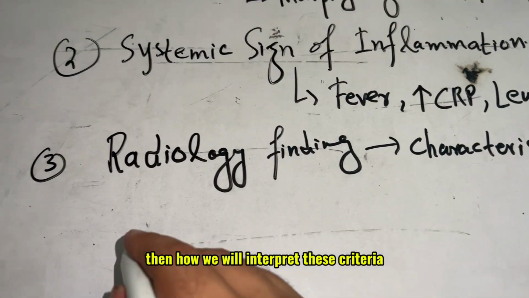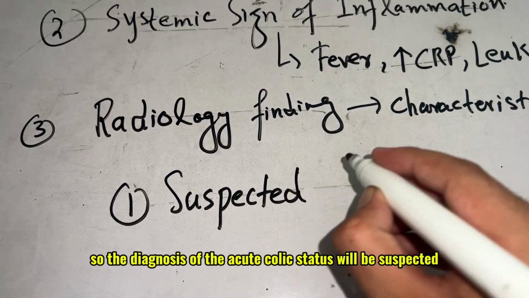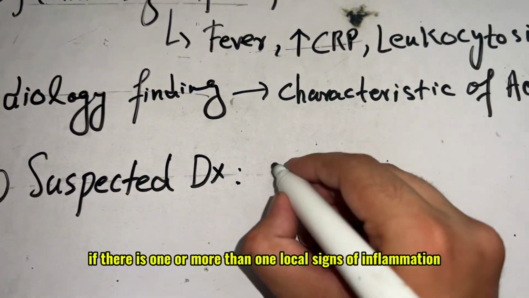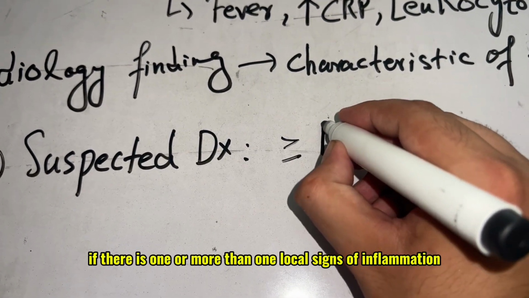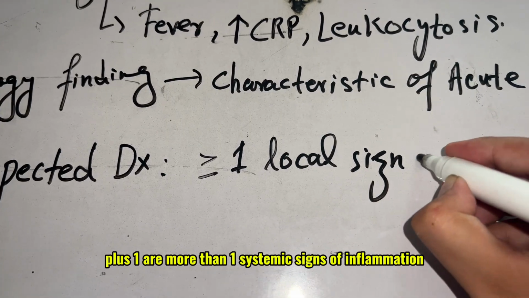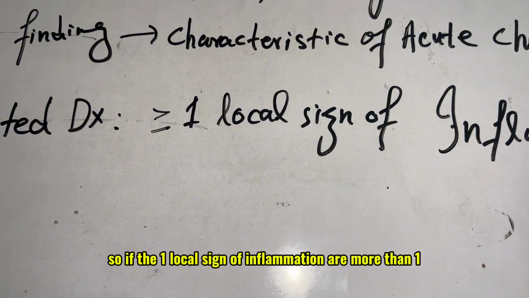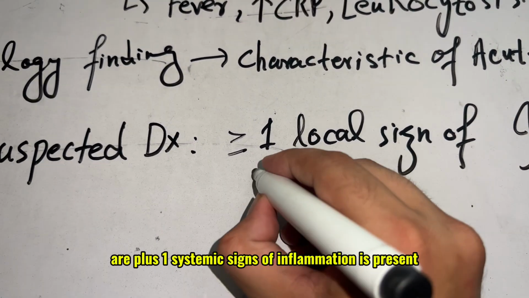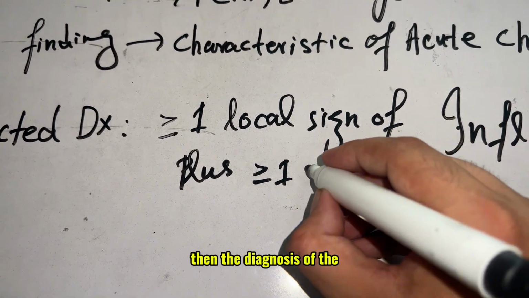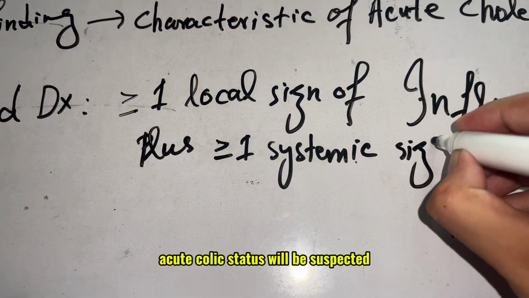Then how will we interpret these criteria? The diagnosis of acute cholecystitis will be suspected if there are one or more local signs of inflammation, plus one or more systemic signs of inflammation. So if one or more local signs of inflammation plus one systemic sign of inflammation is present, then the diagnosis of acute cholecystitis will be suspected.